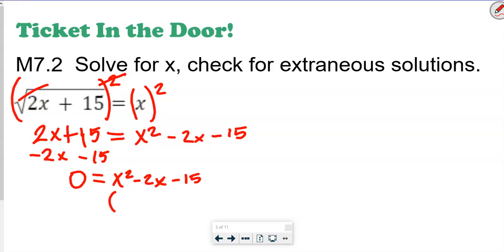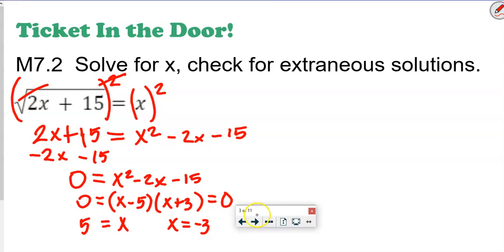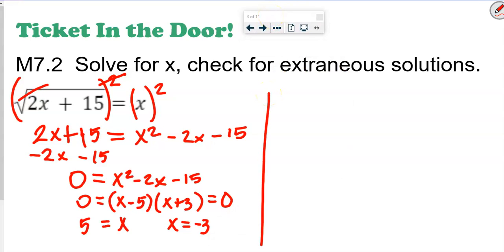So now we're going to factor this. What are the factors of negative 15 that add up to be negative 2? So that would be x minus 5 and x plus 3, okay? So this is going to be x equals 5, and this is going to be x equals negative 3. Now recall that we have to check these because this is a square root. Okay, so now what we're going to do is check these.